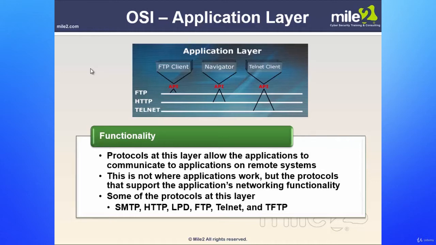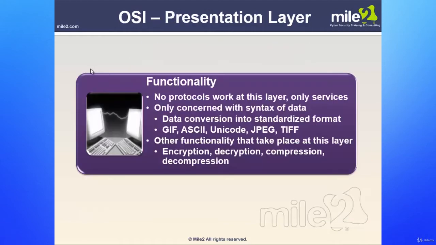Now, some of the protocols at this layer would be your Simple Mail Transfer Protocol, which also runs on port 25, HTTP, which runs on port 80, that's your Hypertext Transfer Protocol. We also have the Line Printer Daemon Protocol, or LPD. A lot of times you're going to see something like that, possibly something like 9100 as the port number, which is also your Jet Direct. All right, the FTP, your File Transfer Protocol, which is going to be port 20 and 21. And you have Telnet, which runs at port 23, and TFTP, which runs at port 69, which is your Trivial File Transfer Protocol.